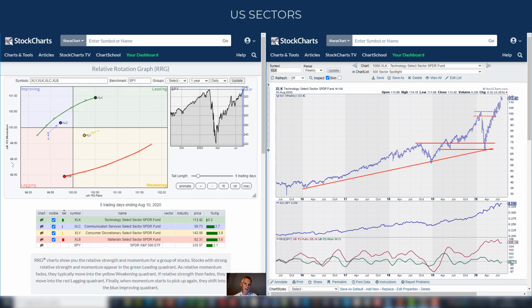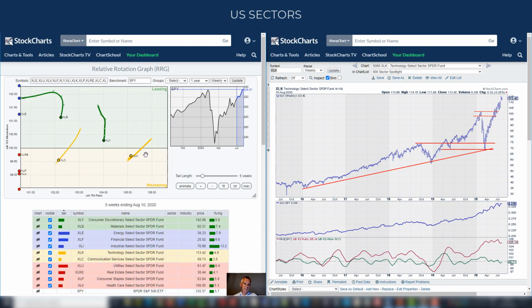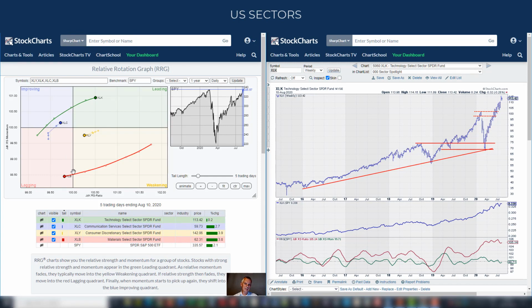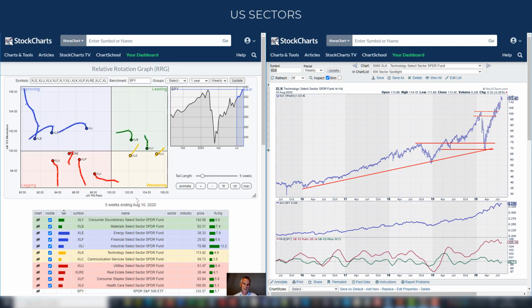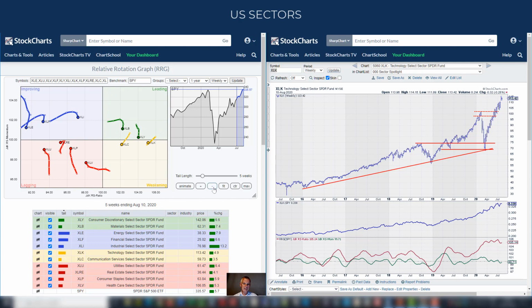If this tail here can continue throughout this week further, then I do think that we will see technology, just like communication services, rotate back towards the leading quadrant and remain among the leading sectors. Materials and discretionary probably need a little bit more time to complete that rotation, but their charts, the price charts especially, look pretty good. So these sectors remain on the watch list as being the stronger sectors in the US stock universe.